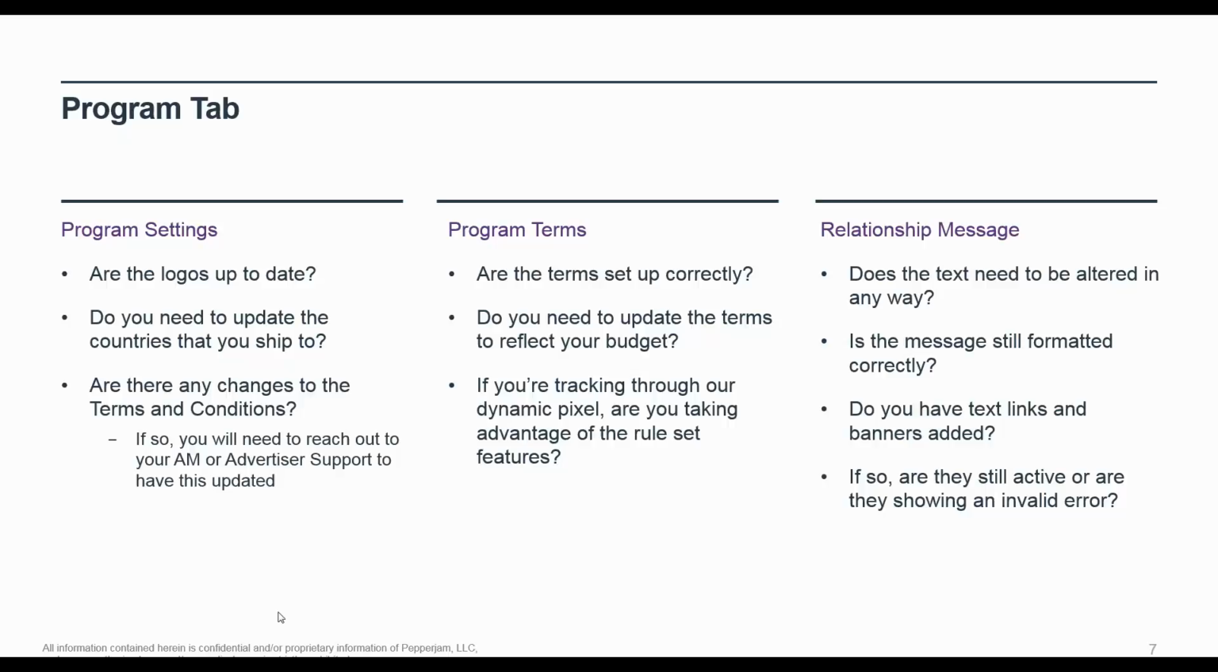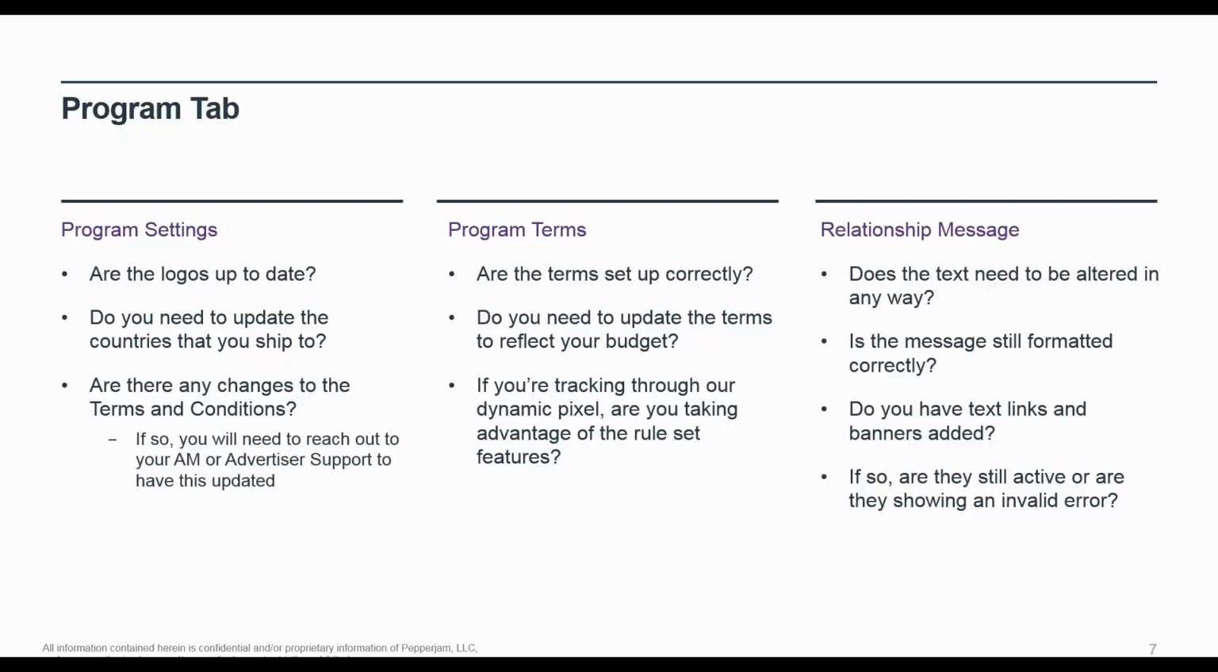After reviewing your program settings, a best practice would be to take a look at your program terms. Are your terms set up correctly to commission the publishers as you intended? When setting up commission terms, it is also important to keep your budget in mind. Do your terms align with your budget for the new year? Also, if you're utilizing our dynamic pixel, this is a great time to analyze if you are taking advantage of the rule set features. We'll soon be talking about setting your 2017 goals. Depending on what your focus is on, these rules can help you reach your goals for the year.